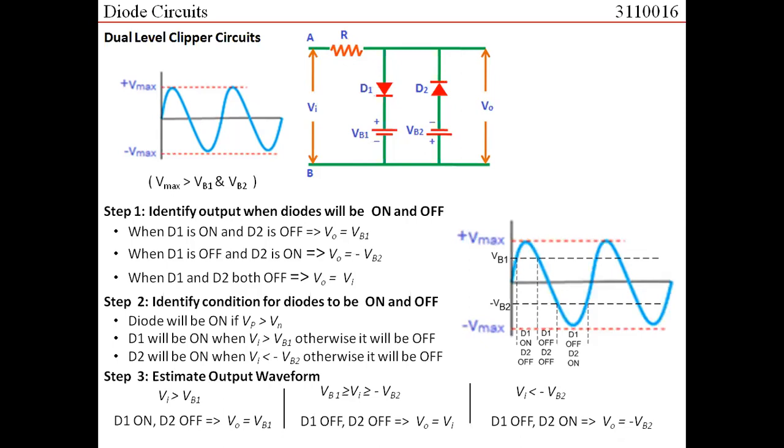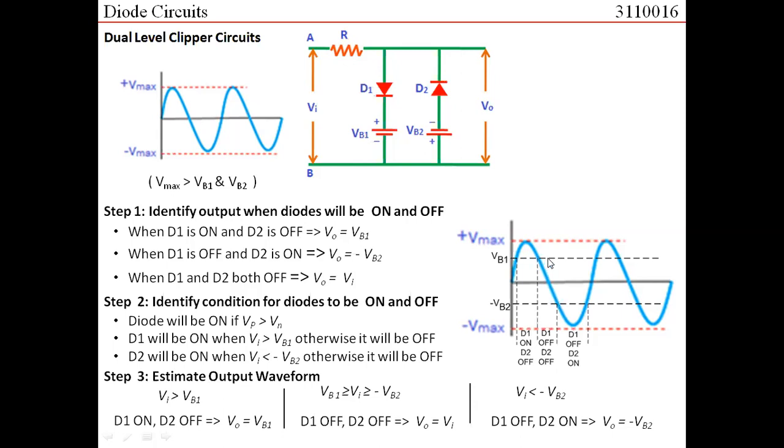If you look at this in terms of the waveform, it would be easier to understand, right? So I have again redrawn the input waveform. I have drawn two voltage levels. One is VB1, which is positive, and VB2 is negative, so I have drawn it as minus VB2. This portion is the waveform where the input voltage is greater than VB1. The diode 1 would be on and D2 would be off. And what would be the output? The output would be VB1. So I would get a flat output here, which would be restricted at VB1.